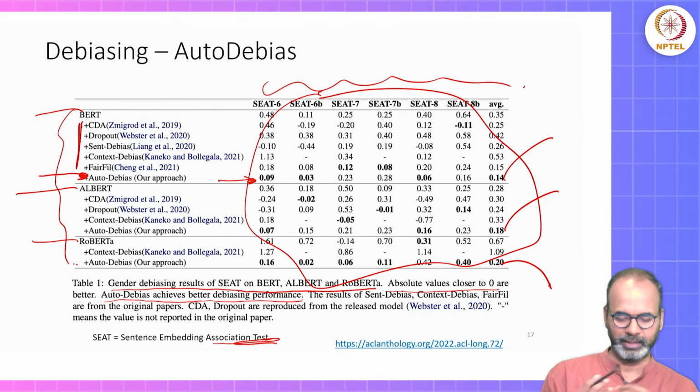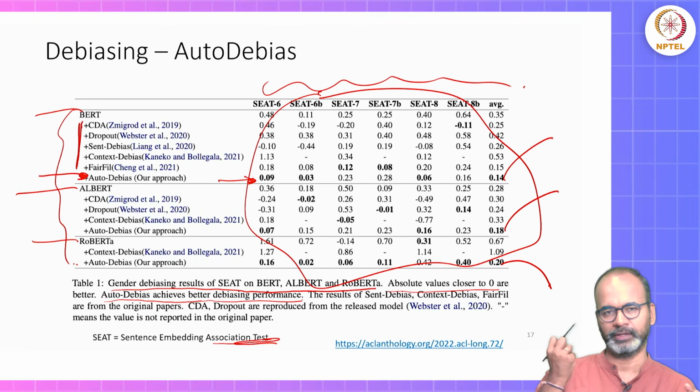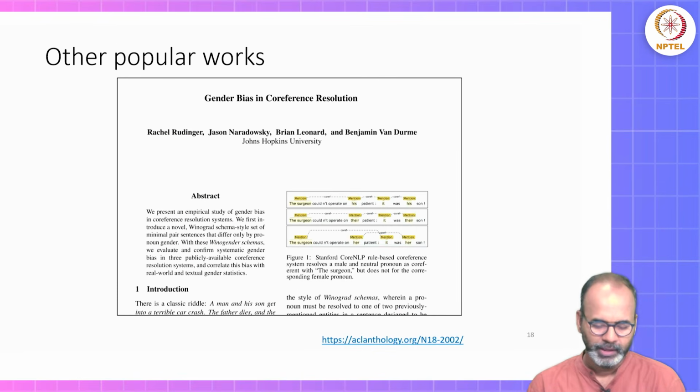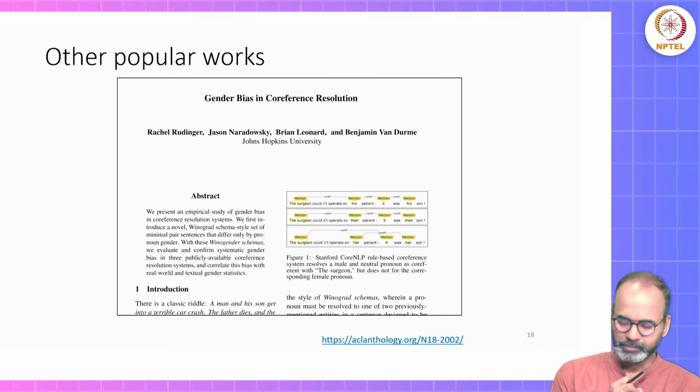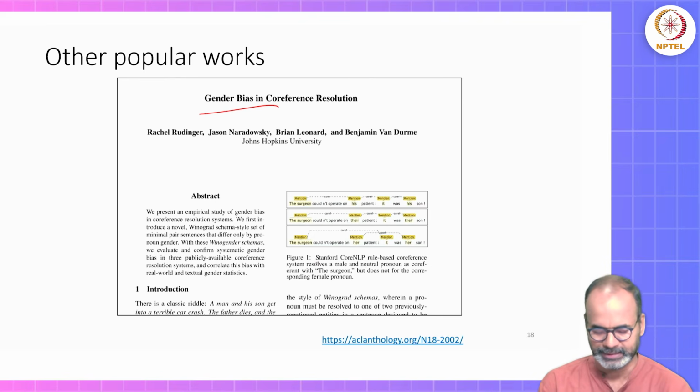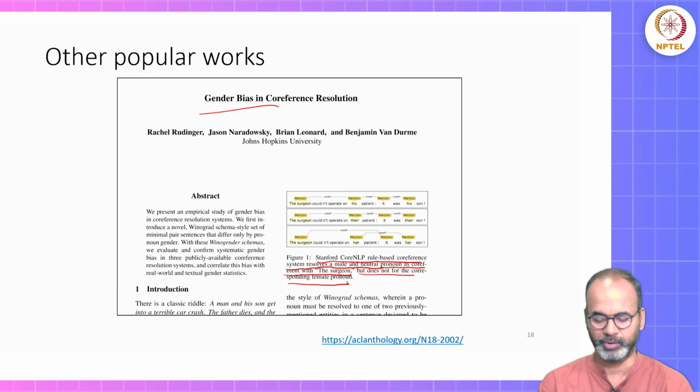And the intuition behind their method is that they're doing this approach of maximizing and minimizing. Now what we did so far is take some work and delve deeper. For the next two or three works, I'm just going to show you only the first page of the paper and walk you through the different other pieces of work that have been done. So this one is gender bias. It's actually super interesting work, which says that the Stanford CoreNLP rule-based coreference system resolves a male and a neutral pronoun as coreference with the surgeon, but does not for the corresponding female pronoun.